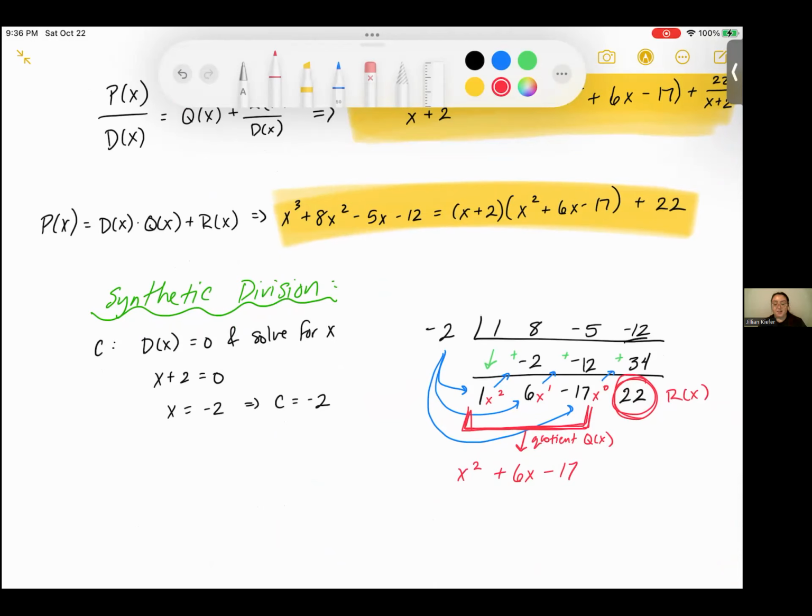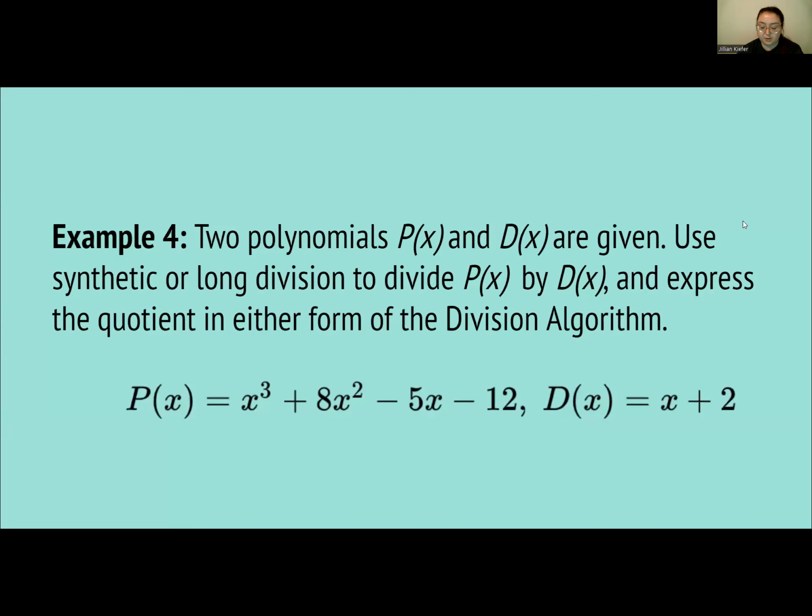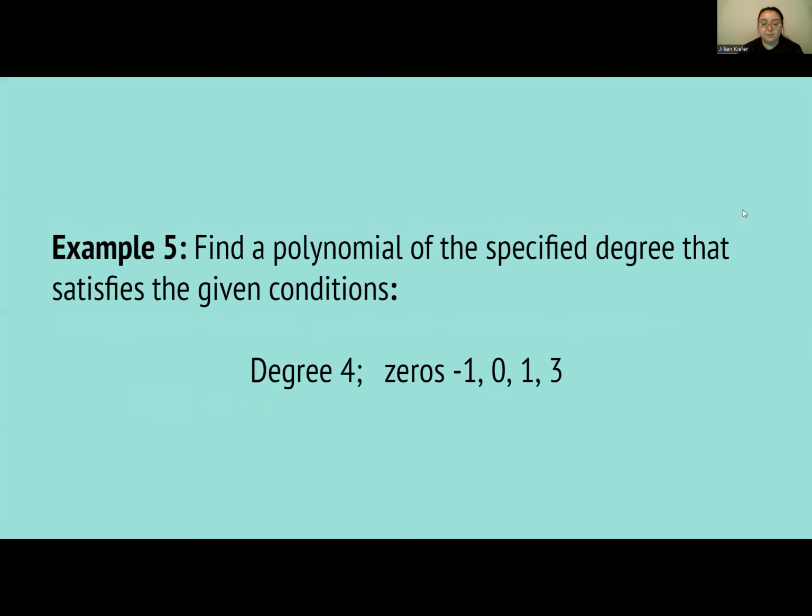So, all right, let's go ahead and go on back over to our notes. All right, so that was example 4. We can go ahead and move on to example 5. Example 5, we want to find a polynomial of the specified degree that satisfies the given conditions. We have degree 4 and the zeros -1, 0, 1, and 3. So we want to create a polynomial that has these specific requirements. So we're going to go ahead and go on back over to our notes to work on this problem.